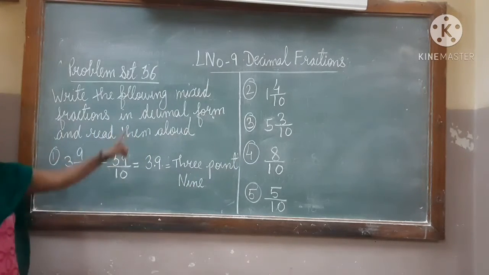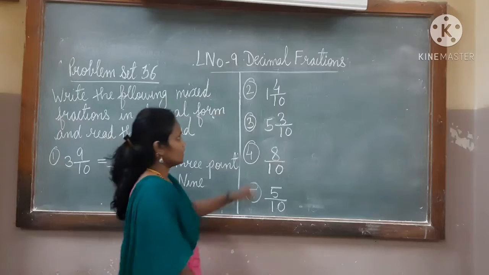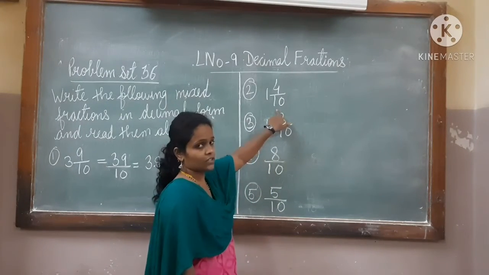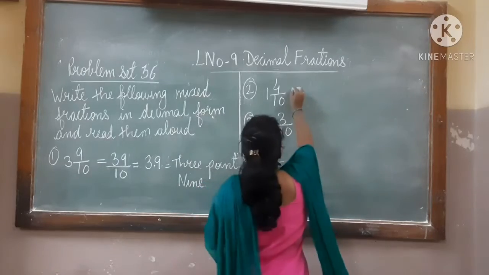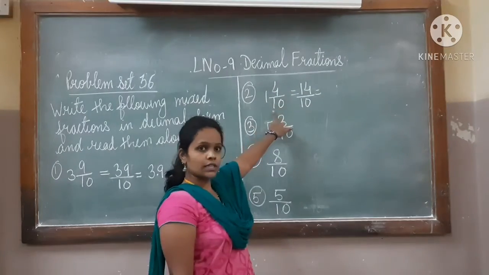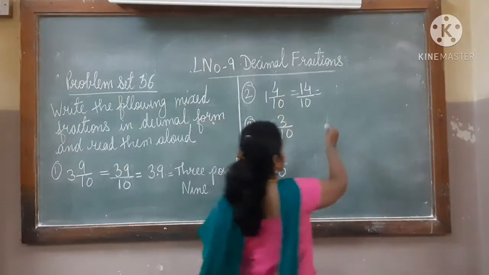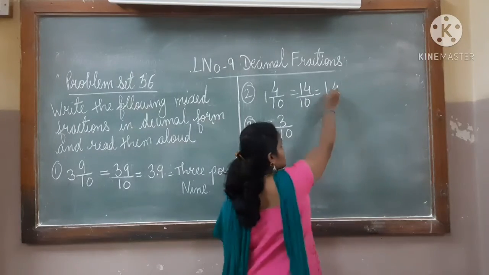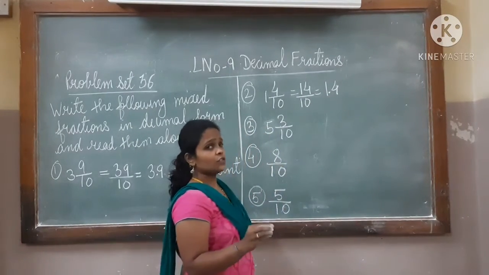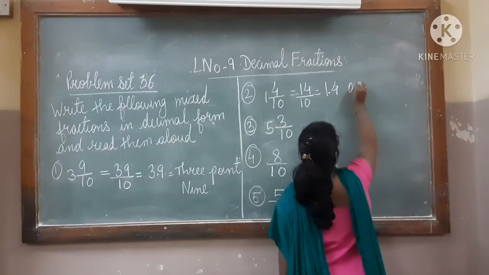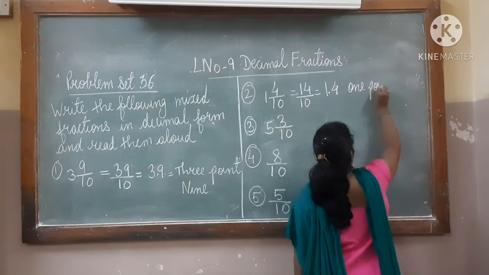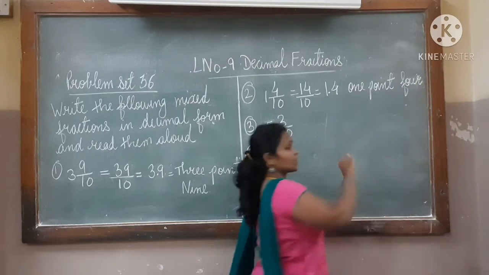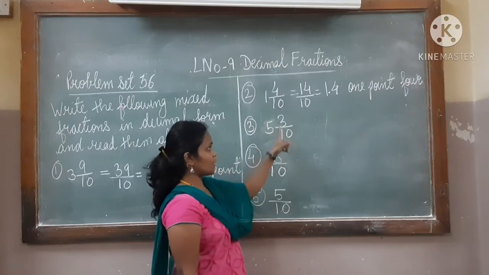Clear? Now the second one is same like the first one. Mixed fraction it is given here in a mixed fraction. Now here you will write 14 upon 10. Then you will write 14 here. Decimal point will come after one number, that is 1.4. So here you will write 1.4. Yeah. Then the third one is 53 upon 10.